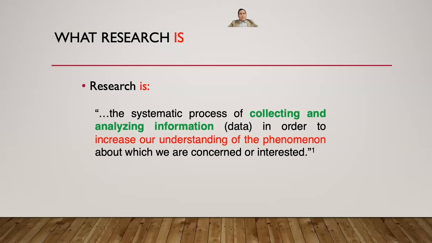Secondly, research should have data. You have to collect data, in the form of either words or numbers. If the data are numbers, it is called quantitative. When the data are words, it is called qualitative. If you combine the two, it is called mixed method. The data should be the information you collected.